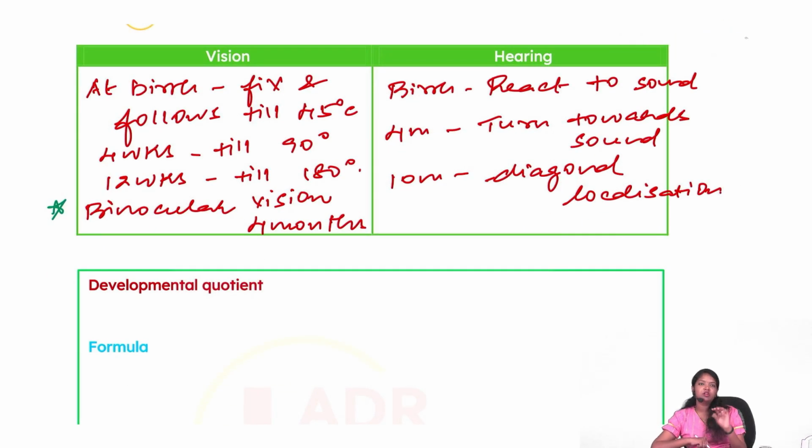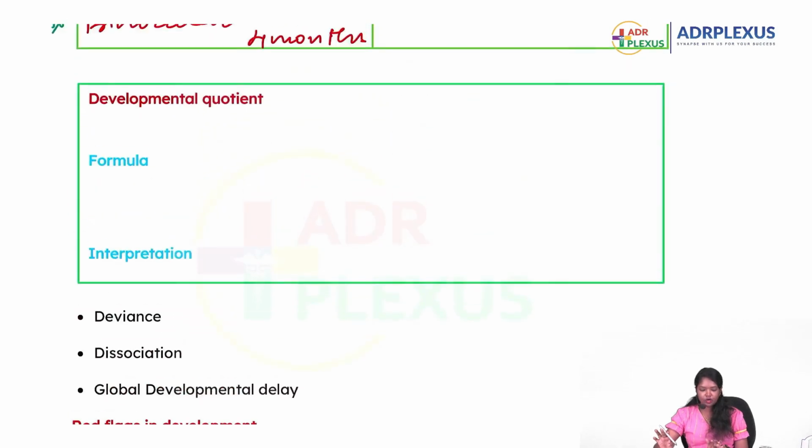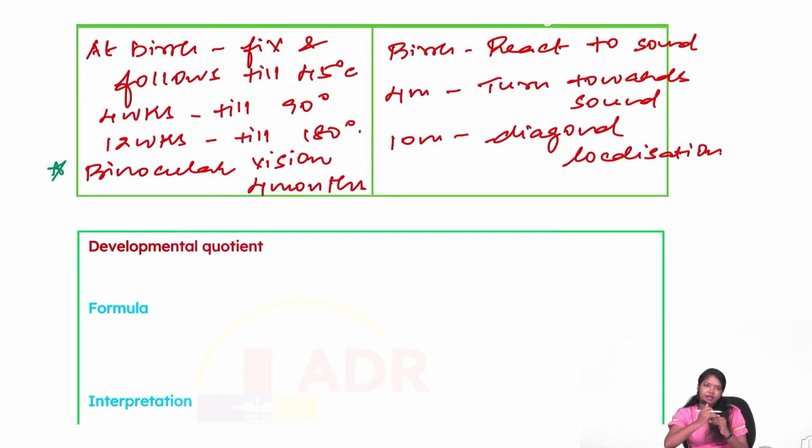So many things are there. Just remember this alone in vision and hearing. That is enough. At least if you know what happens at birth. At birth, the baby can fix and follow till 45 degrees. Baby can react to sound. Okay, fine. So many milestones we have seen. Before we move on to the abnormalities in development, I will show you certain videos, and then we'll complete development and then go on to the abnormalities. Okay.